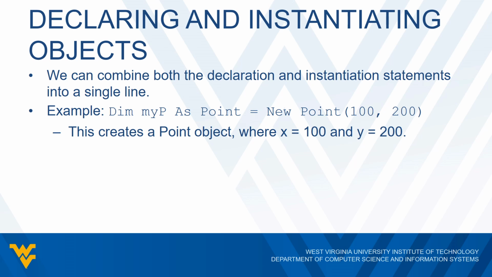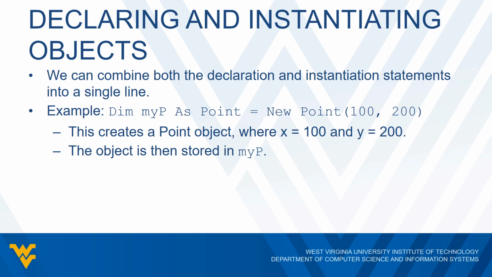X is 100 and y is 200. So that would give us the coordinates of where this point would be located, or at least the value of that point. And then the resulting object would then be stored in myP. Now let me give you another example.